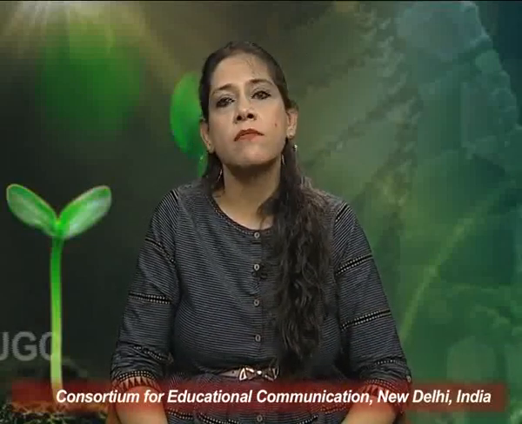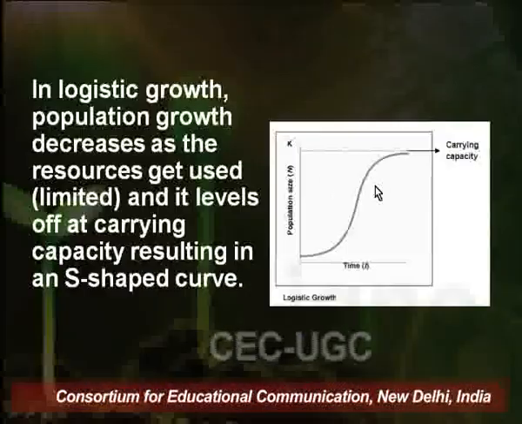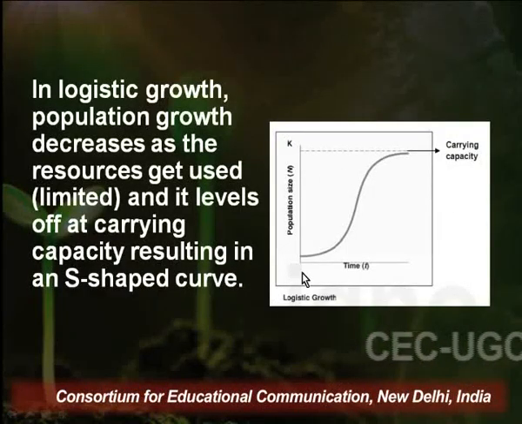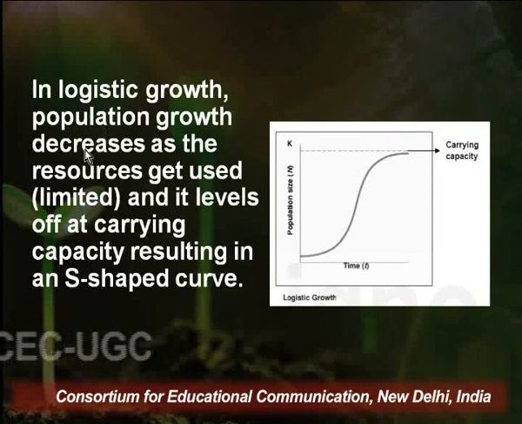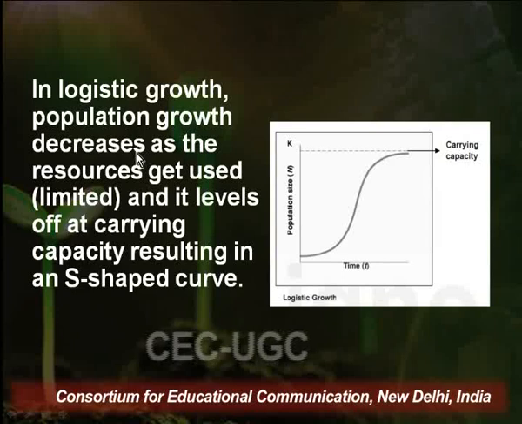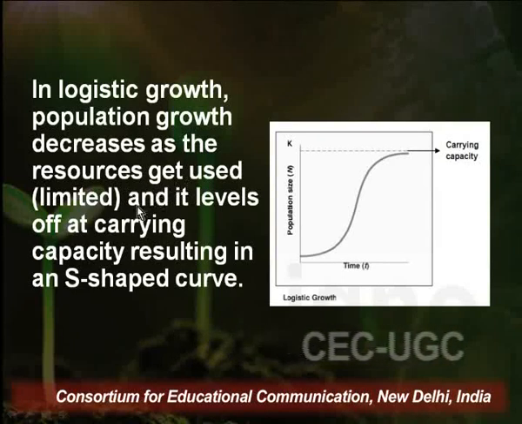The growth rate of population slows down when it reaches the carrying capacity. That means the resources are now limited and the populations exhibit logistic growth. So this diagram is a diagrammatic representation of logistic growth. In logistic growth, the population growth decreases as the resources get limited.